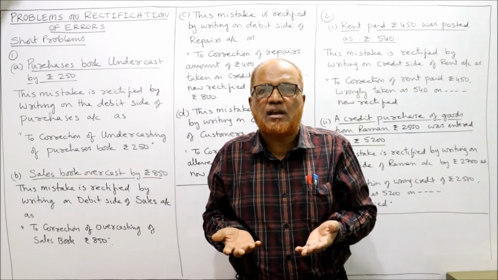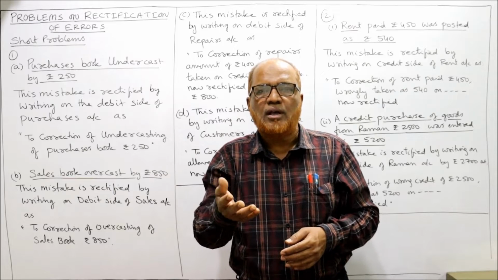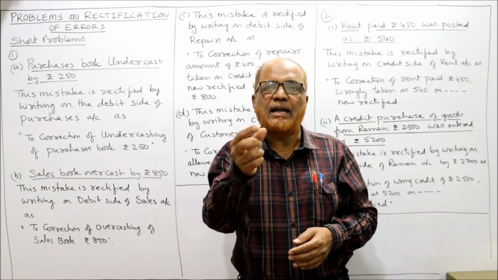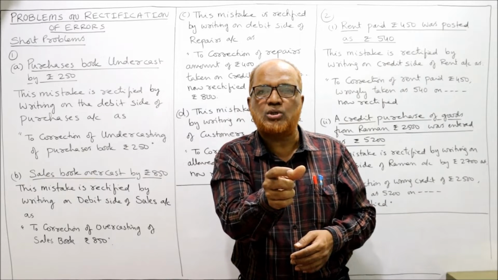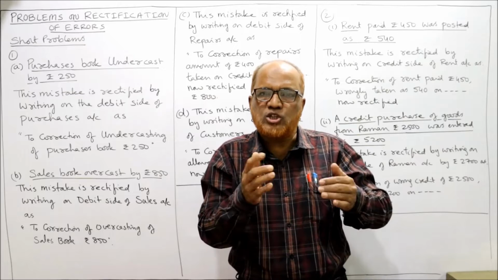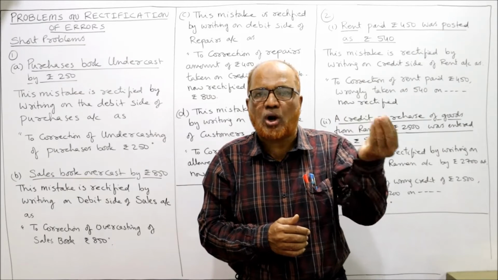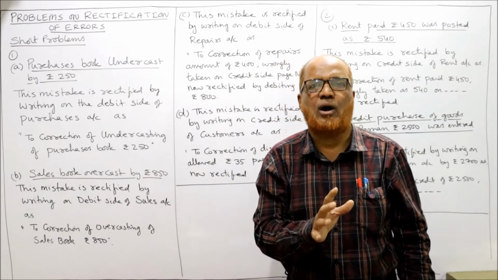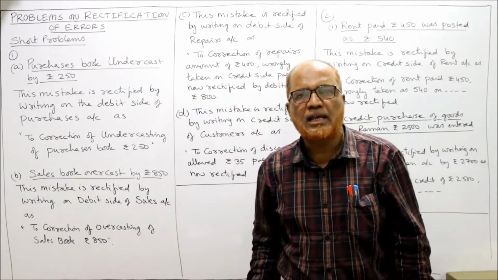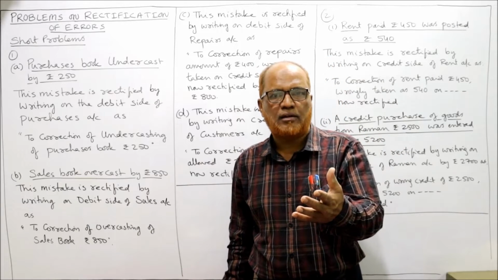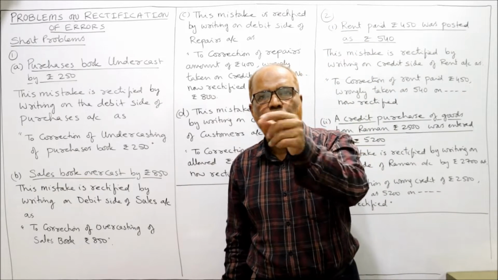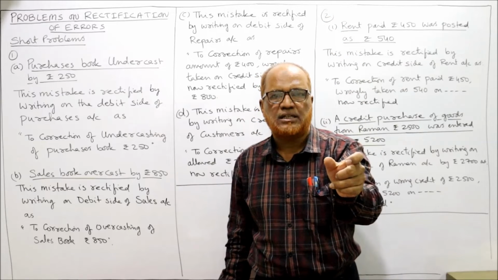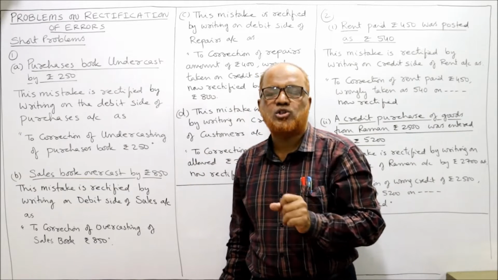Now how to rectify this error? Simply you have to give a narration that this error will be rectified by debiting the purchases account by rupees 250. How much short we have taken? 250 rupees short we have taken. That 250 rupees we debit to purchases account. So formally, I'll give you the expression. Informally, I've explained. The total of purchases book will go to purchase account. When total purchase book is undercast, then your purchase account will also be undercast.